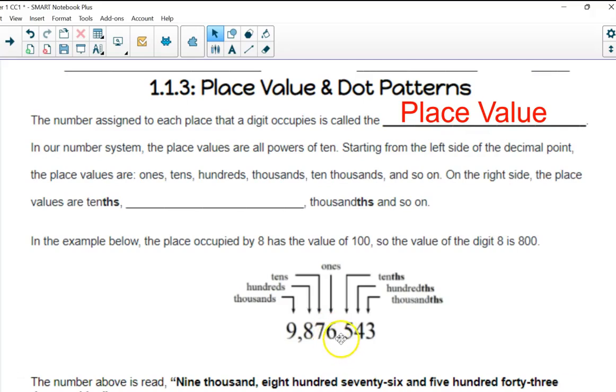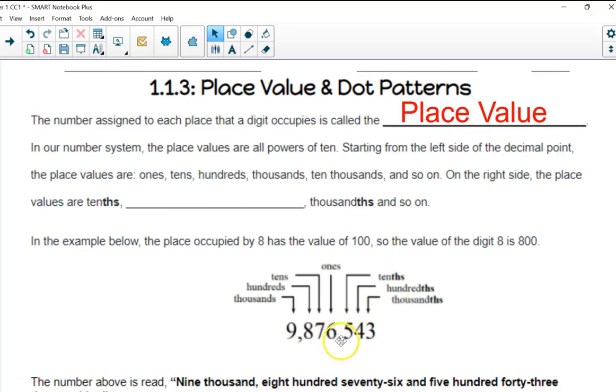So if we're at our decimal point here, and we go to the left, we go to ones, and then we multiply that by 10 and we get tens. Then we multiply that by 10 and we get hundreds. Then we multiply that by 10 and get thousands. So every place value that we move to the left, we're multiplying our number by 10. Starting from the left side of the decimal point are ones, tens, hundreds, thousands, 10,000s, and so on.